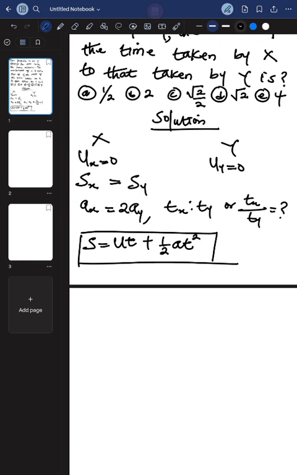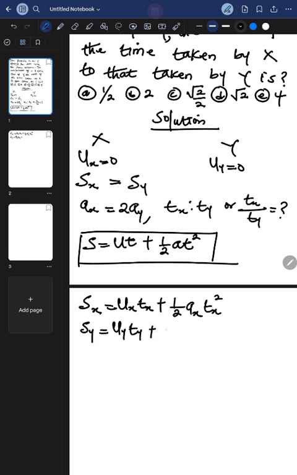Okay. Now, let's first start with this issue here. It says sx. So let's start with sx. So sx is equal to ux tx plus half ax tx squared. Yep, that is for particle x. Same thing with y. So sy will be uy ty plus half ay ty squared.